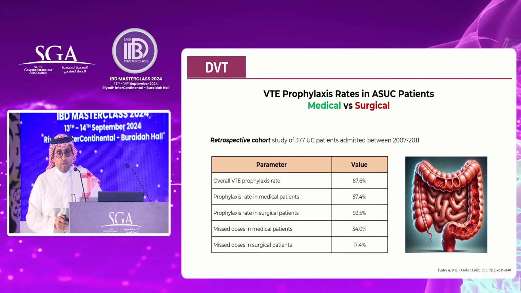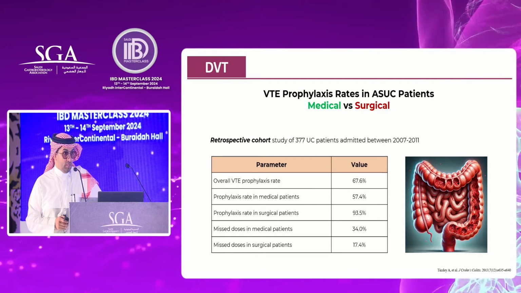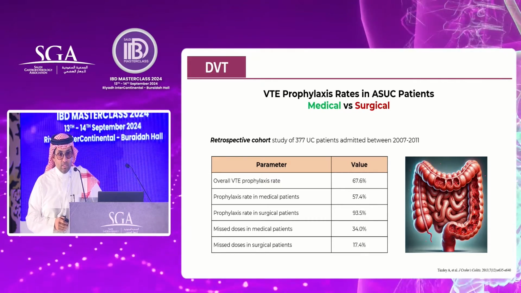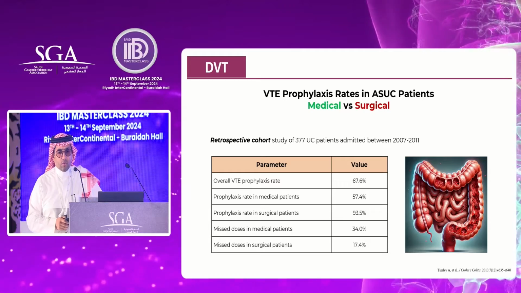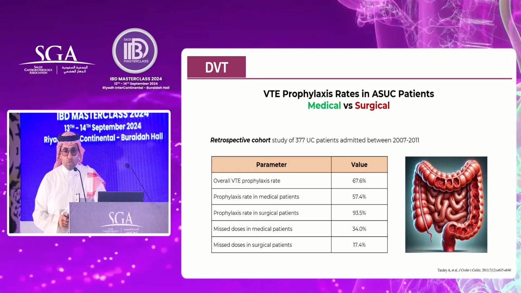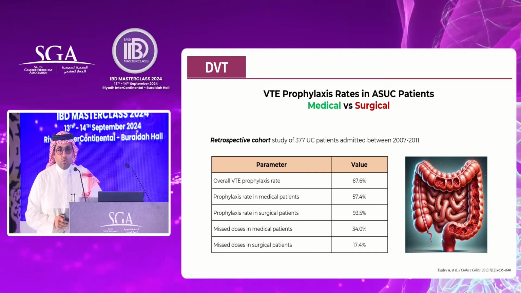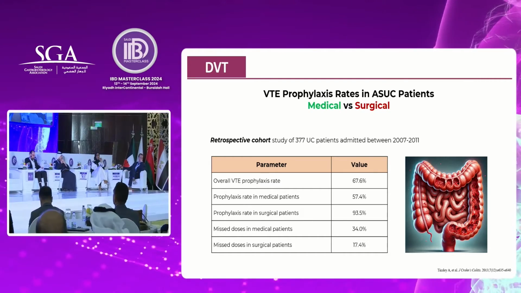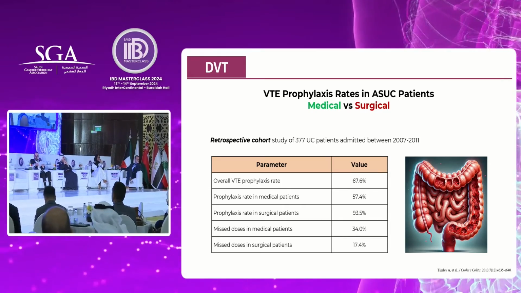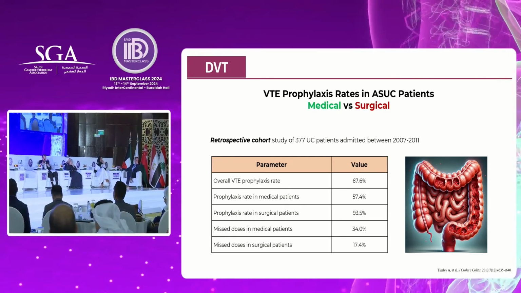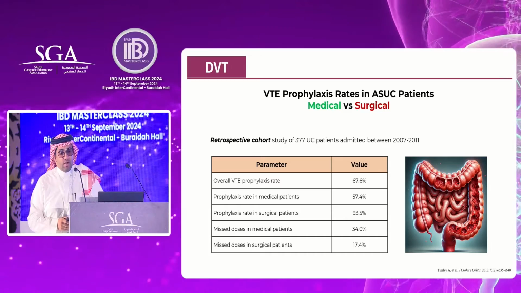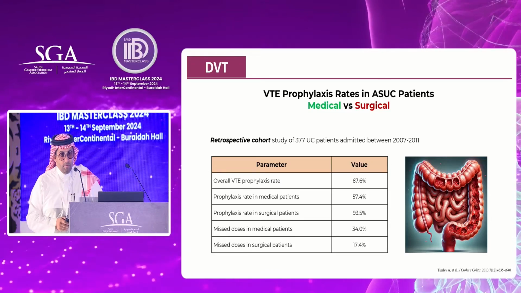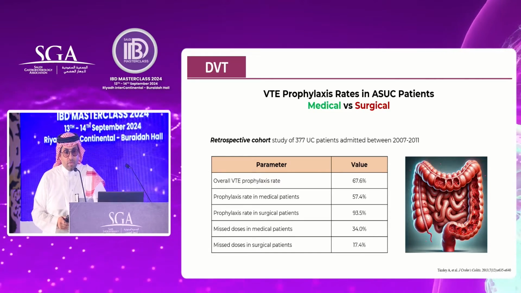It's really another important point here, for those patients admitted with acute severe ulcerative colitis: DVT prophylaxis. This is a retrospective study including more than 300 UC patients admitted between 2007 and 2011. Overall DVT prophylaxis is 67%, while the prophylaxis in medical patients is around 57%, while in surgical patients it is 93%. So the surgeons are doing better than us.